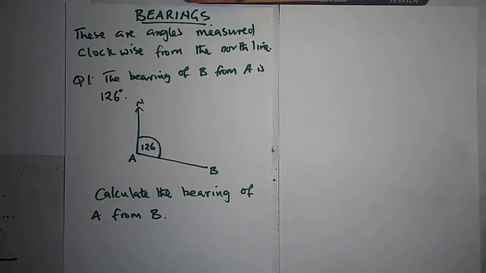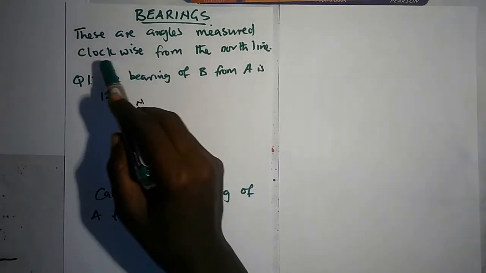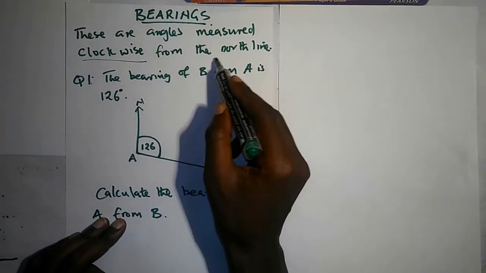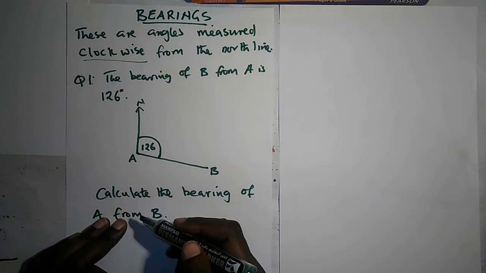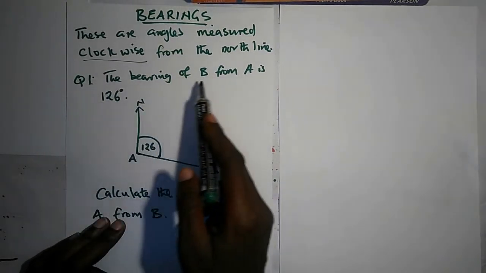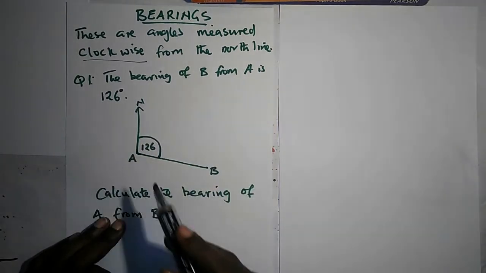In this lesson, we are going to look at the concept of bearings. So bearings are angles that we measure clockwise. Very important, we measure clockwise from the north line. And so the question that we are looking at now is: the bearing of B from A is 126 degrees.